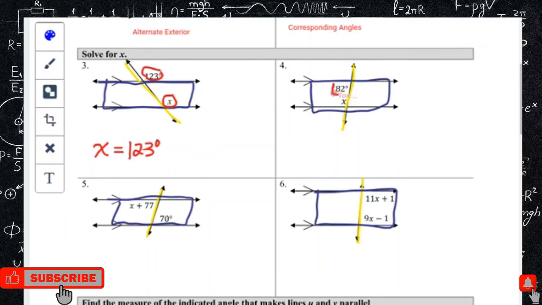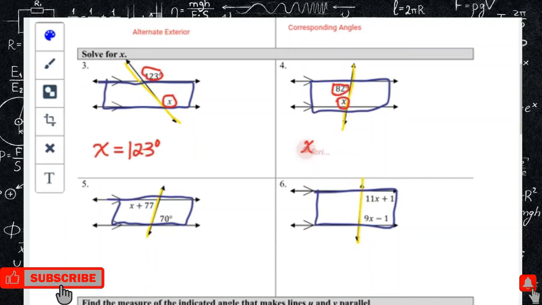Number 4, we're looking at 82 and x. So here they're both on the same side of the transversal. You have both to the left of the yellow line, and they're both inside the blue box. So these are going to be same side interior angles. And we know from our theorems, same side interior angles are supplementary when the lines are parallel. So supplementary means they add to be 180.